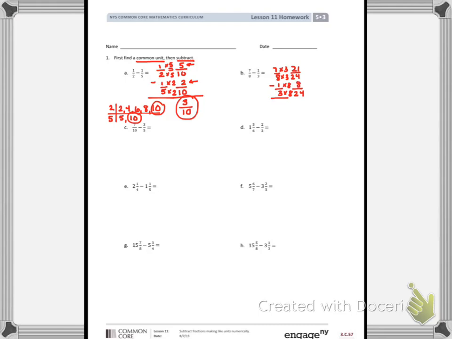So now we're just going to subtract. We're going to take 21 minus 8. So if I take 21 minus 8, I'm going to get 13, and it's going to be out of 24.